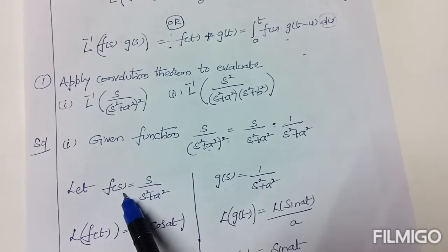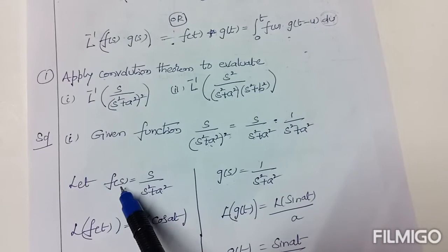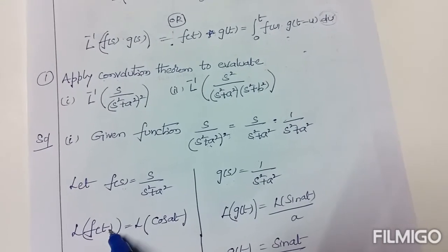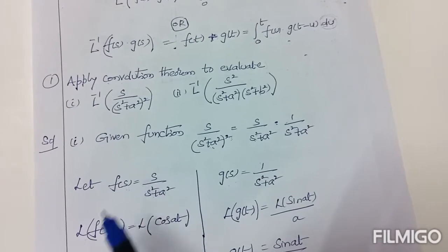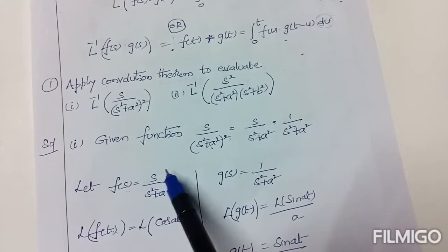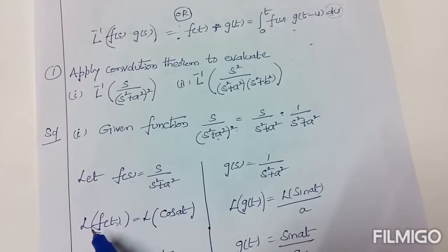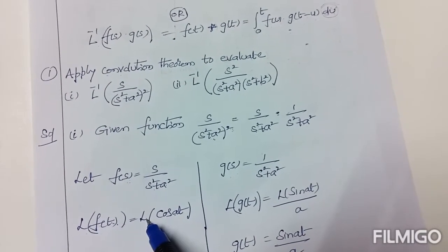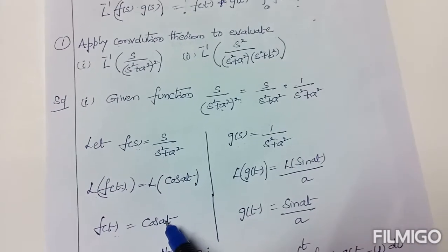Now look here, F(s) equals s by (s square plus a square). F(s) actual meaning is L of f(t). L of f(t) equals F(s). Now this is the standard formula of L of cos at. By cancelling L on both sides, the remaining function is f(t) equals cos at.